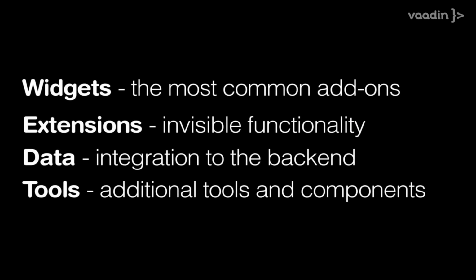Yeah, so if you take a look at what different kinds of add-ons or components there are for Vaadin, you find these categories in the directory. So widgets, they are the most typical ones. People create something that is visible there, so interact with the data, interact with the user. Extensions, more or less invisible, data, and tools are categories which are less visible to the end user. They might be developer tools or data integration tools.